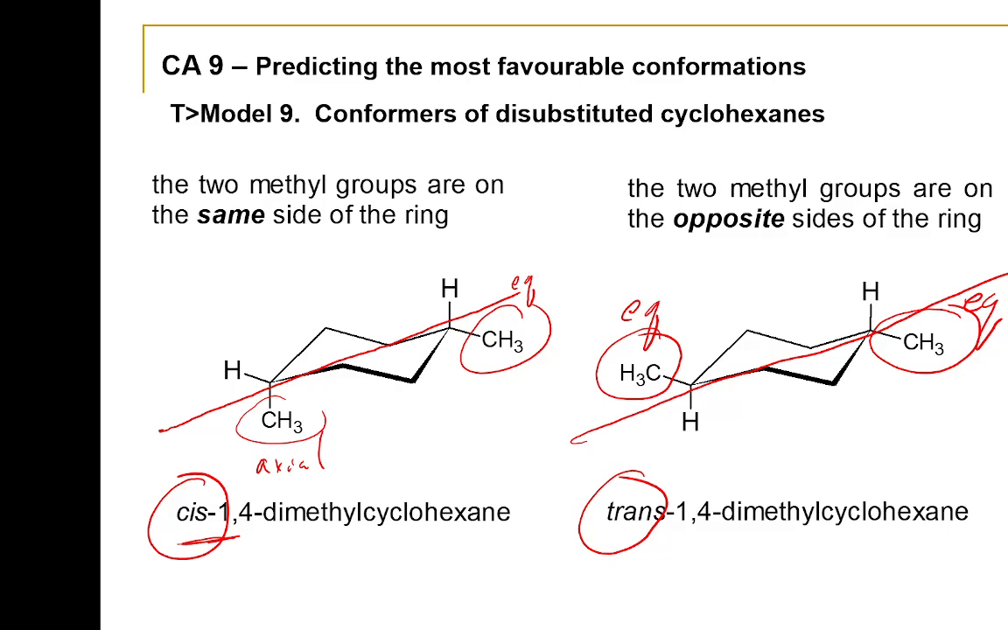Are these conformers? If they're conformers, all you need to do is allow the headrest to become the footrest and the footrest to become the headrest. No, they're not conformers. They're isomers. They're stereoisomers. The only way you can interconvert between them is to break bonds. So these are isomers.